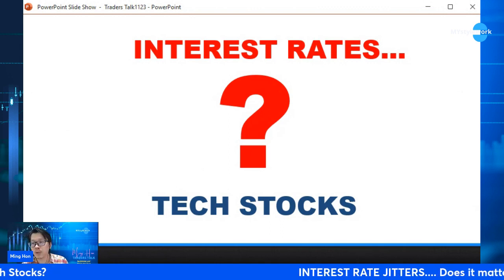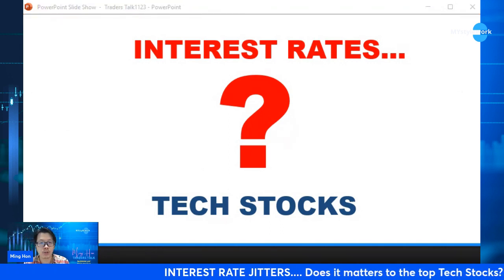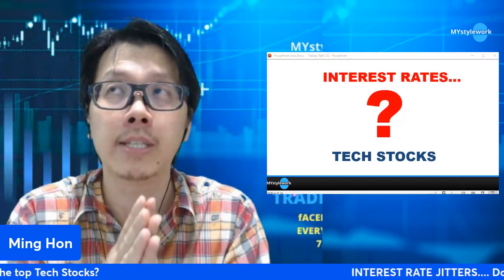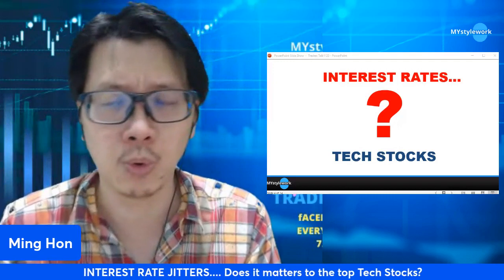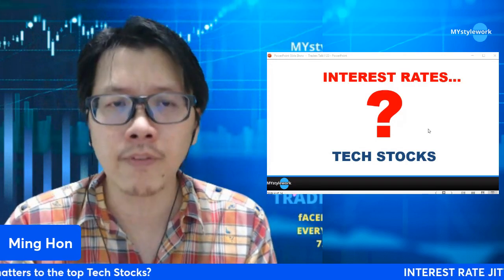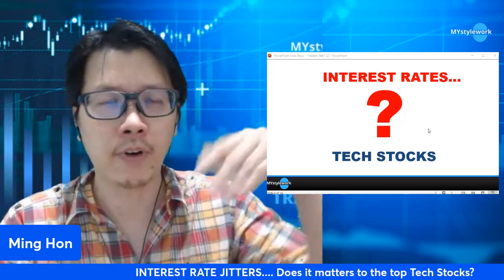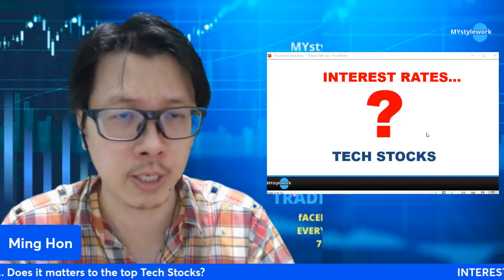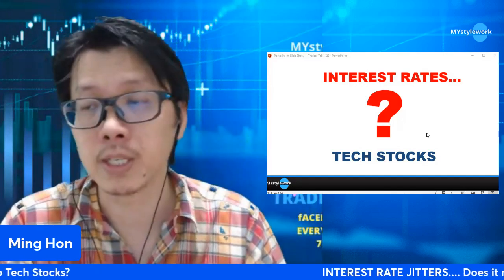So interest rates, right? What impact does it have on stocks? Interest rate is basically a borrowing cost. Yesterday the 10-year US Treasury yield went up to 1.65%. That is already a high rate, more or less the top-ish rate. Before this it was hovering about 1.4, 1.5. Yesterday it went up to 1.65%. And because of that, the Nasdaq started to come down.